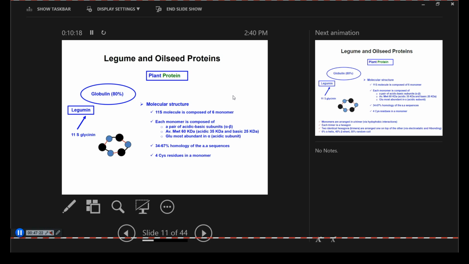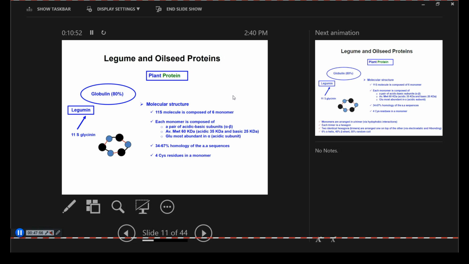So the alpha designates the acidic subunit, and glutamic acid is mostly abundant in the acidic subunit, which makes the basic subunit more hydrophobic. Because you have most of your charged acidic amino acids in the acidic subunit, the other one is not as high in charge and has a high percentage of hydrophobicity, making it the more hydrophobic subunit of the two.